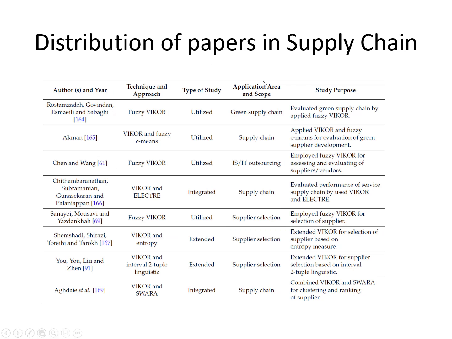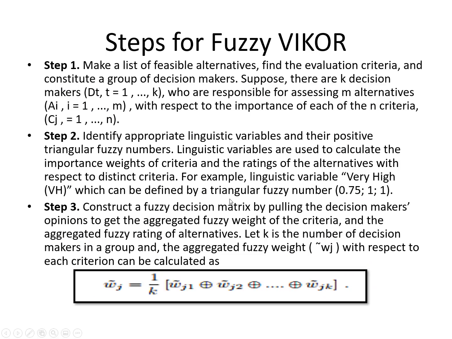Different researchers also use Vikor and fuzzy Vikor approaches in supply chain. For example, Zadeh evaluated the green supply chain by applying fuzzy Vikor. The list is very long, and people are still using fuzzy Vikor in different multidisciplinary areas. For the steps of fuzzy Vikor, I will discuss the mathematical formulation behind it, and then in my next video I will discuss a very simple case study so that you understand. So you need to remember this mathematical formulation.